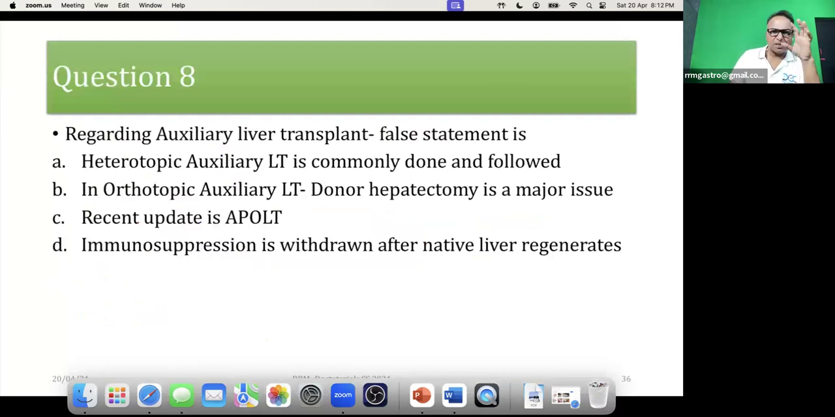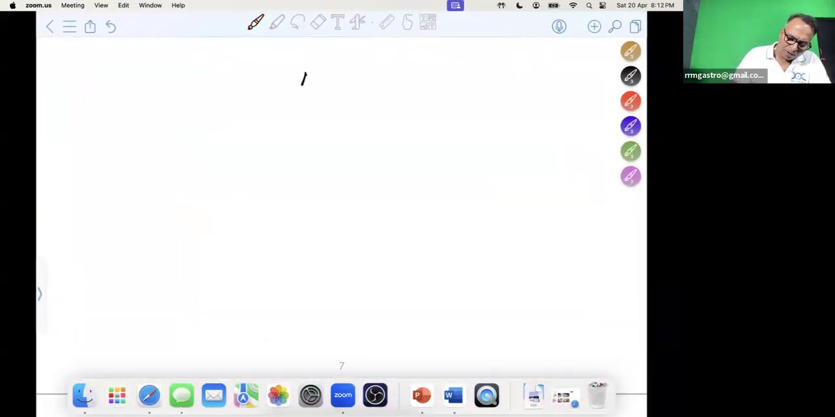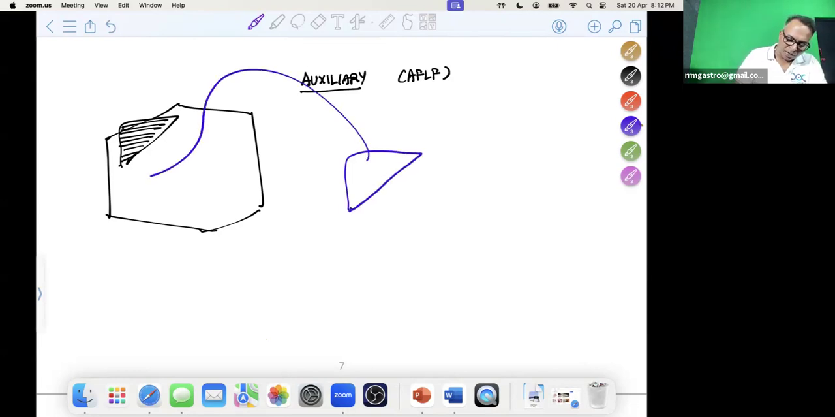Now the next concept is auxiliary liver transplant. I want you to never forget this concept. What is meant by auxiliary? A patient has acute fulminant liver failure. This liver has stopped its function temporarily; it will not totally fail. Therefore, I will bring an organ according to King's College criteria, and we will be transplanting the organ.